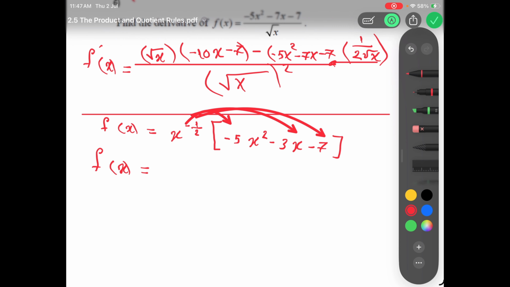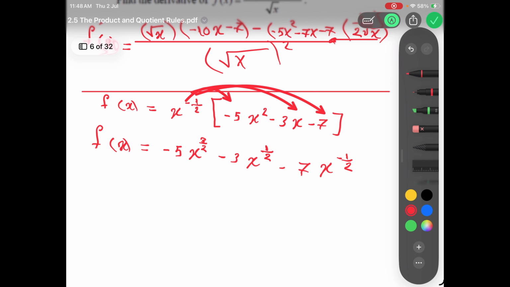Each time we will add the powers. So I have here minus 1 over 2, and I have 2. I will add them. You can do that using your calculator. So it will be minus 5 x to the power 3 over 2. Why 3 over 2? Because I just added the powers, minus 1 over 2 plus 2. Minus 3 x to the 1 half. Again, why is that? Because I just add minus 1 over 2 plus 1. Minus 7x to the power minus 1 over 2.